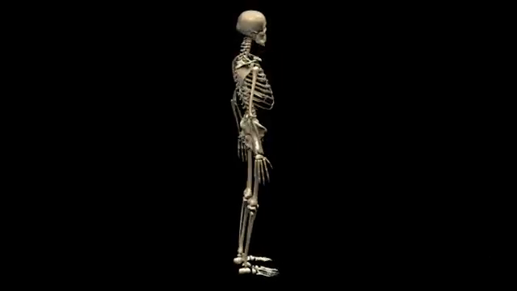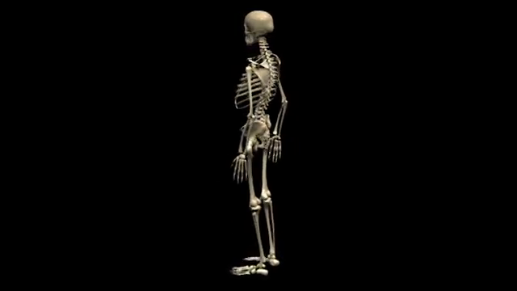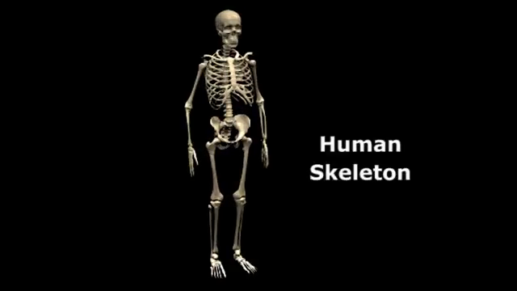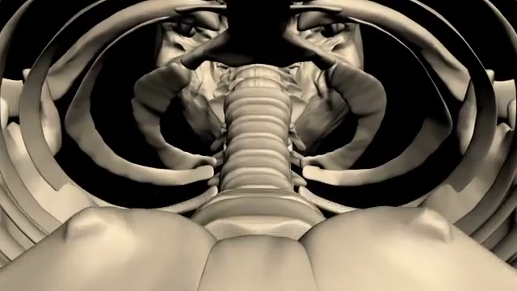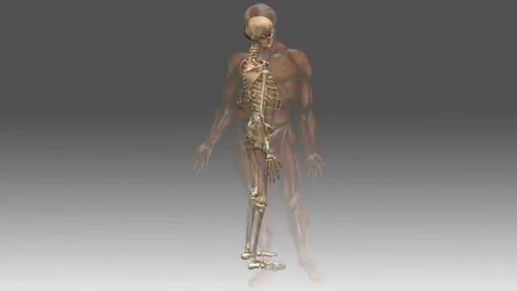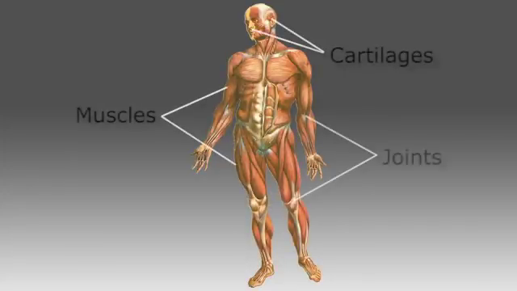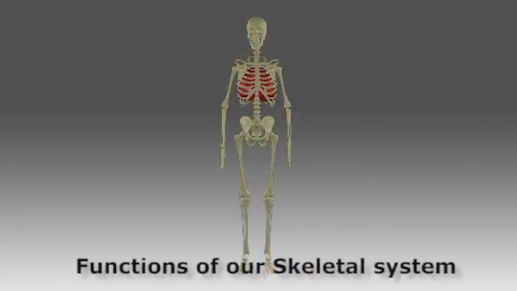Hi friends, look here. Can you tell what this is? Right, this is a human skeleton. We also call it the skeletal system. Bones. And bones form the skeletal system. Cartilages, muscles and joints are also parts of our skeleton system. Now let's see the functions of our skeletal system.